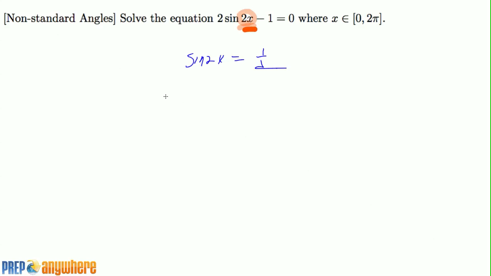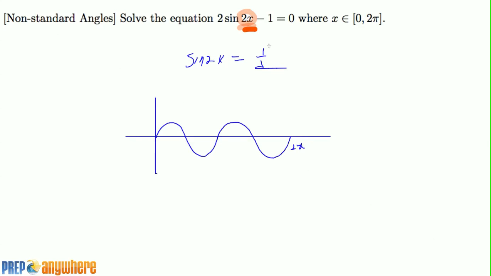Now if it was sine of x, it will just look like this, and this would be 2 pi. But because it's 2x, there will be 2 of these graphs in 2 pi. So we'll actually get twice as many answers. Right? There's 1 here, 2, 3, 4.